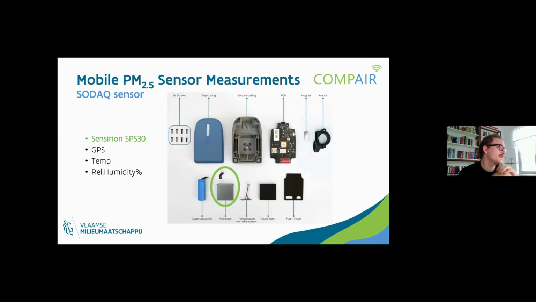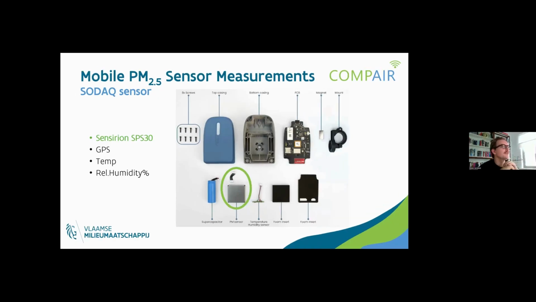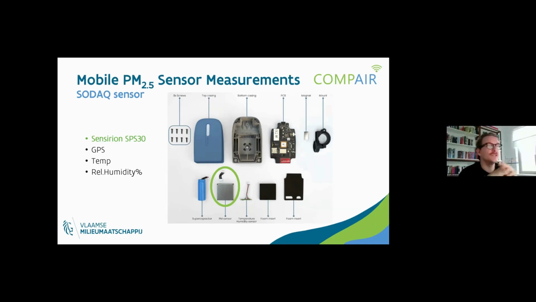And the particular thing about the SODAC sensor is that it has a GPS module built in. So essentially, you can give this device, which has a built-in battery, everything, to a citizen and tell them, go walk around and measure as much as you want. And in the end, you will get GPS data, temperature, relative humidity, and also concentration data.